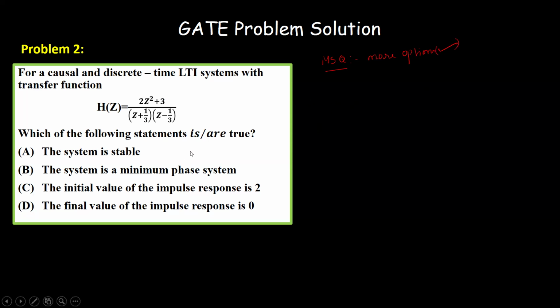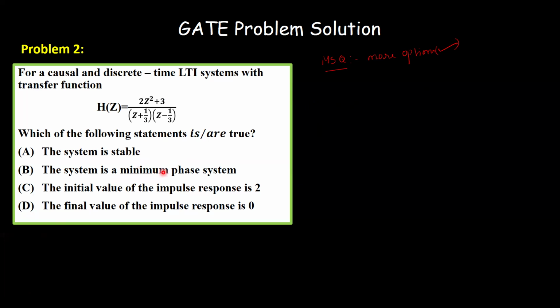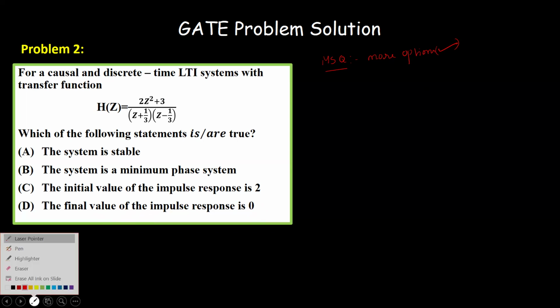So we need to check with the options. What are the given options? The first option is the system is stable, and the second option is the system is a minimum phase system. The third option is the initial value of the impulse response is 2. The fourth option is the final value of the impulse response is 0. So we need to check with each option. First, let me write the h of z.